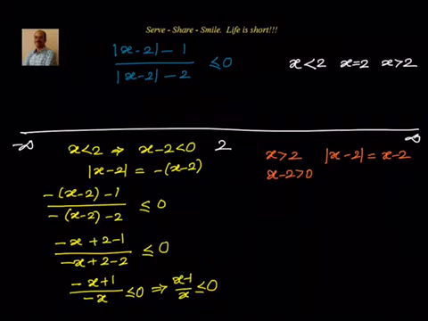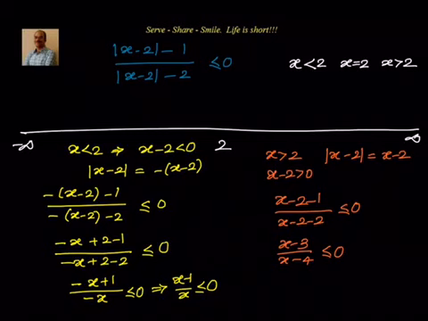Now when mod of x minus 2 is x minus 2, this will become as it is: (x minus 2 minus 1) divided by (x minus 2 minus 2) less than or equal to 0. So can I say (x minus 3) divided by (x minus 4) less than or equal to 0? Now these are the two functions on which I need to work. These are the two functions for which I have to find the solution.